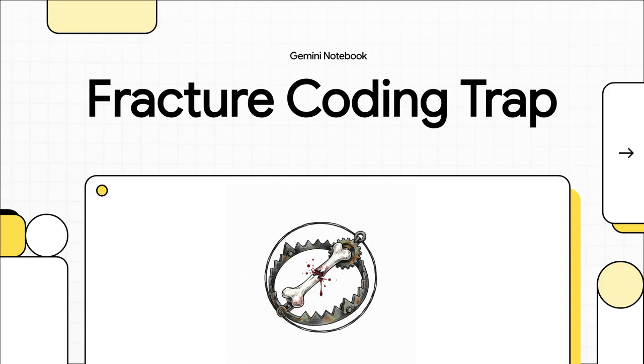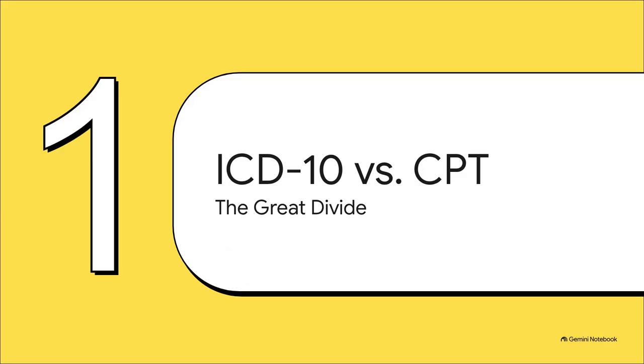The reason coders are failing here is because they're trying to combine two completely different languages into one single workflow. It is literally like trying to translate French to Spanish, but you're using a German dictionary. You simply cannot map a visual diagnosis directly to a surgical treatment code. In orthopedics, that assumption is going to burn you every single time. Which brings us to Section 1, ICD-10 versus CPT, the Great Divide.